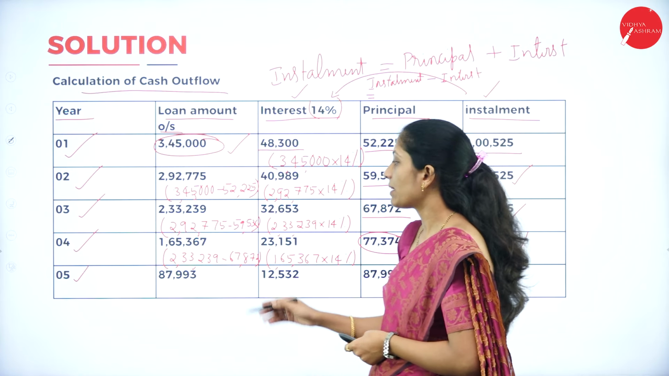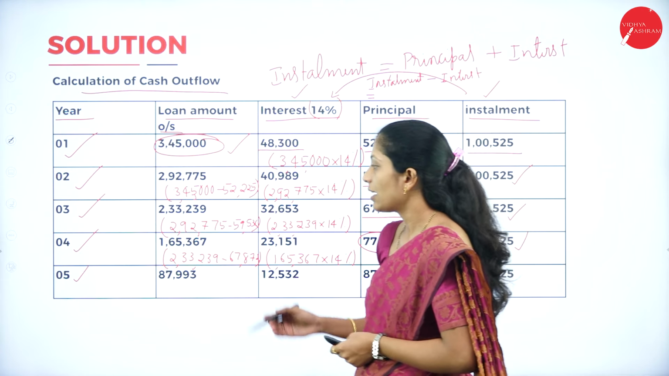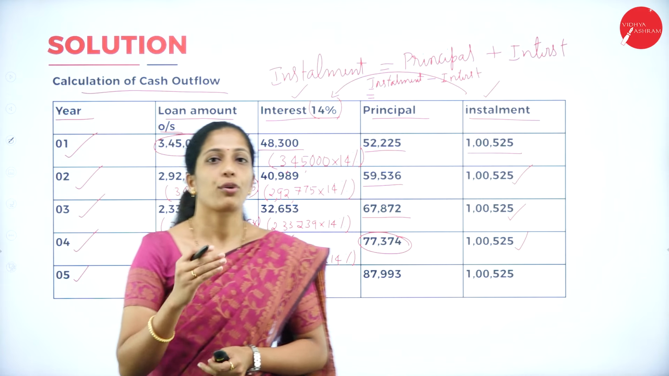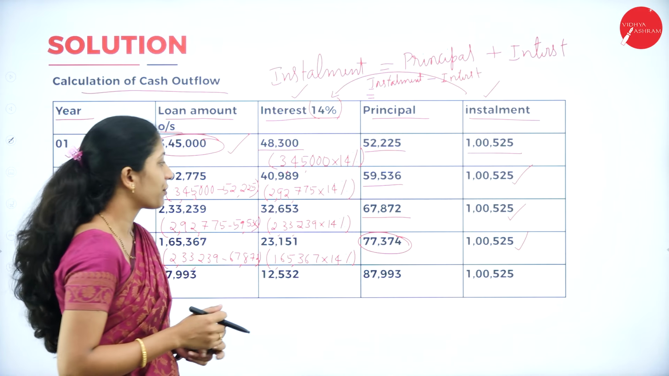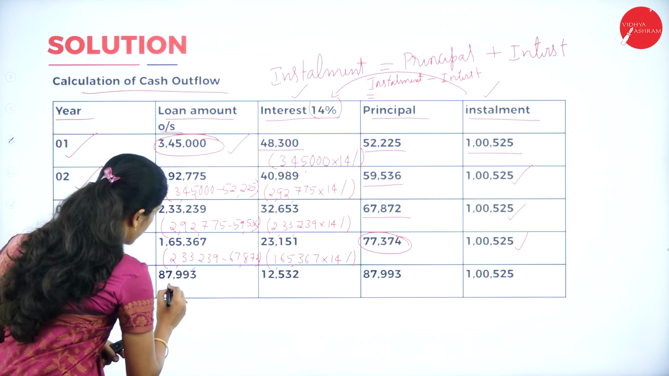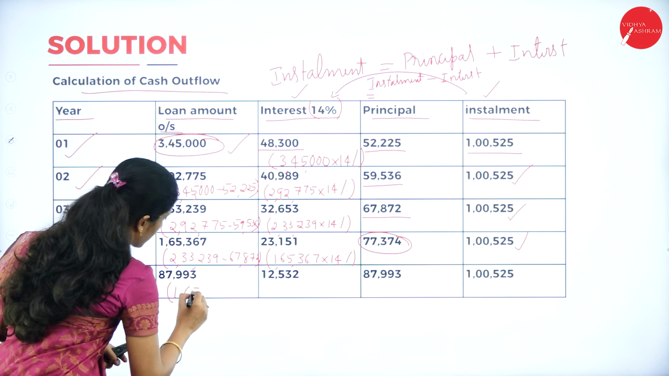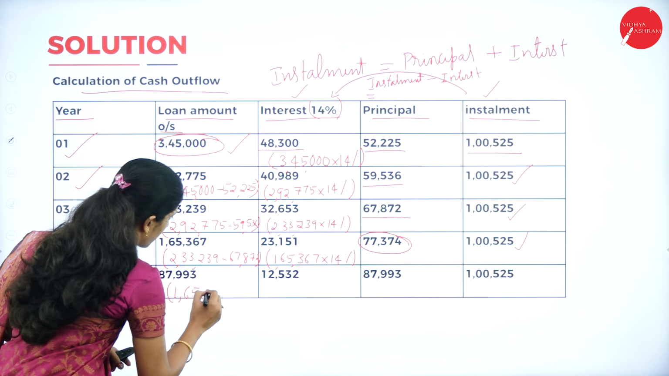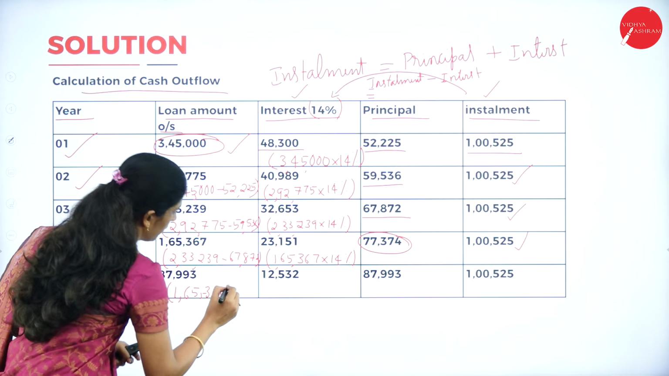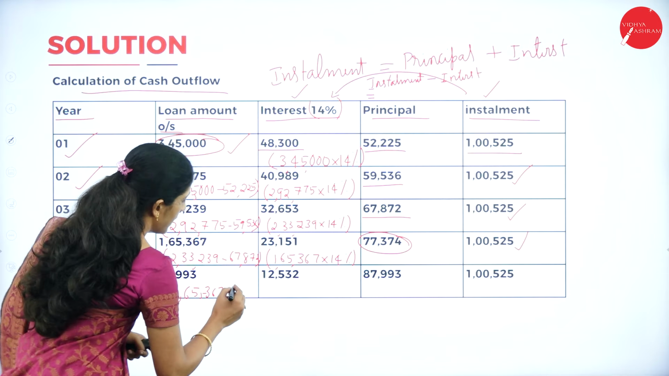In the same way for the 5th year, what is the amount left here? That is 87,993. So how to calculate? So how do we know what the amount outstanding in the 5th year is? That is outstanding in the 4th year, that is 1,65,367 minus what is the principal amount?